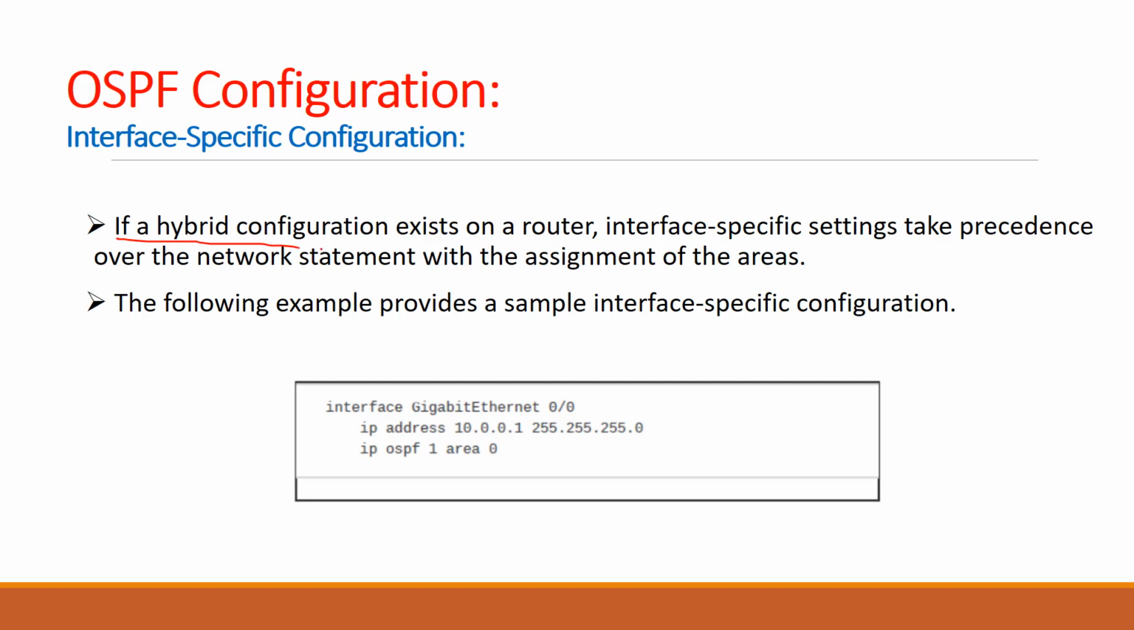If a hybrid configuration exists on a router, interface-specific settings take precedence over the network statement with the assignment of the areas. What does this mean? It means that if you enabled OSPF through interface-specific settings and you enabled OSPF on the same interface using a network statement with different areas, the interface-specific settings take precedence over the network statement.